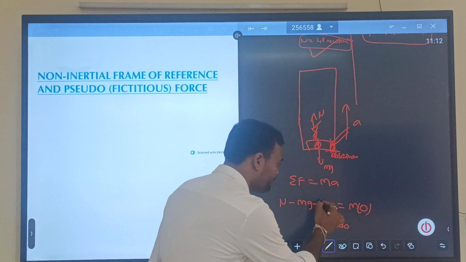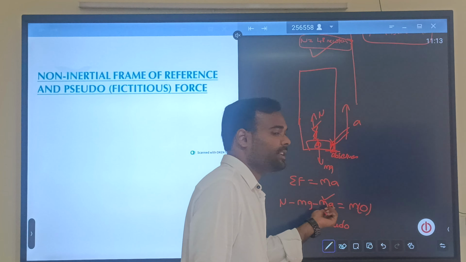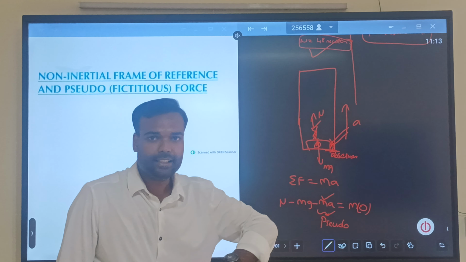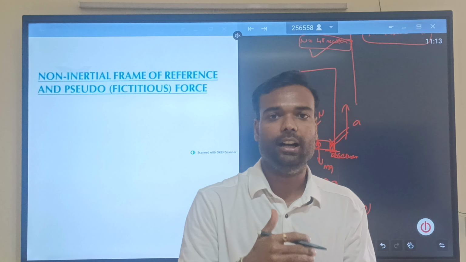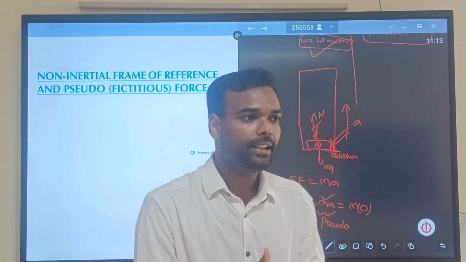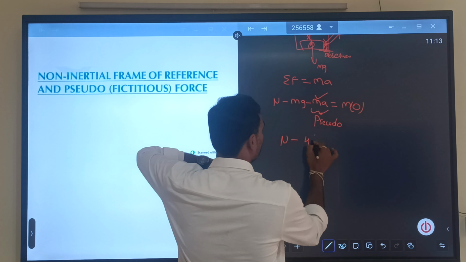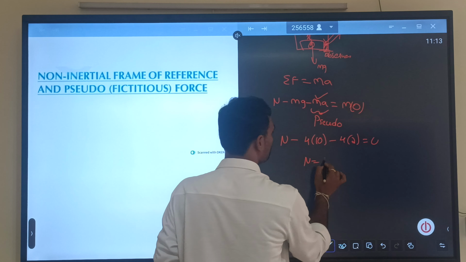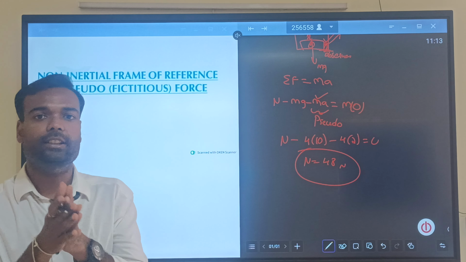And observe a very important point: the mass he substituted is the mass of the object for which his observation is taking place, and acceleration means the acceleration of the elevator, or the acceleration of the frame of reference in which he is moving. You have to remember this case when the observer is in the elevator or accelerating platform. Clear? Now if he substitutes the values, N minus 4 into 10 minus 4 into 2 equals 0, then N equals 48, which is similar to the case when the observer is on the ground.